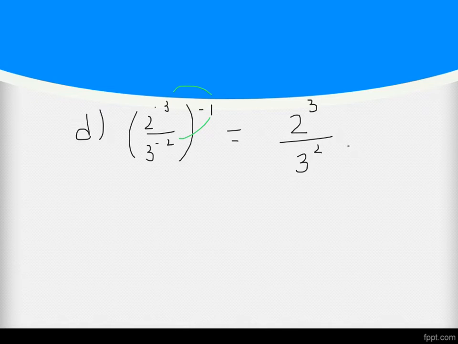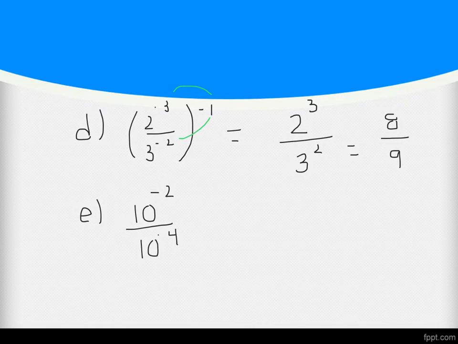So this is nice because we have no negative exponents. So we just cube the 2. 2 times 2 times 2 is 8. And we just square the 3. 3 times 3 is 9. So our simplified answer is 8/9.